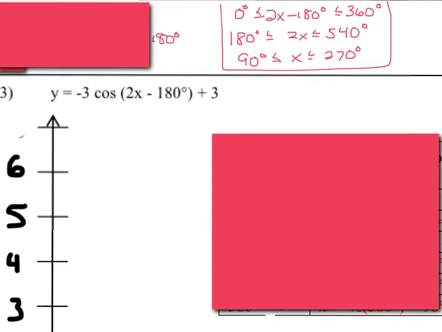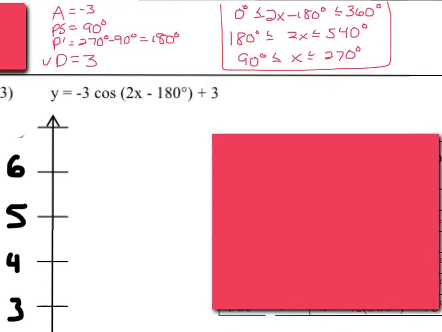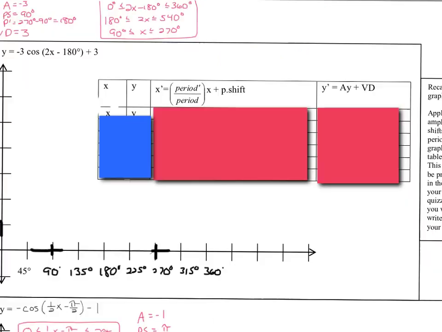So A is negative 3. That comes from this coefficient. Phase shift is 90 degrees. That comes from here. The period is the end of the period minus the beginning of the period. So its length is 180 degrees. Vertical displacement is 3. That's the number that you're adding or subtracting at the end.